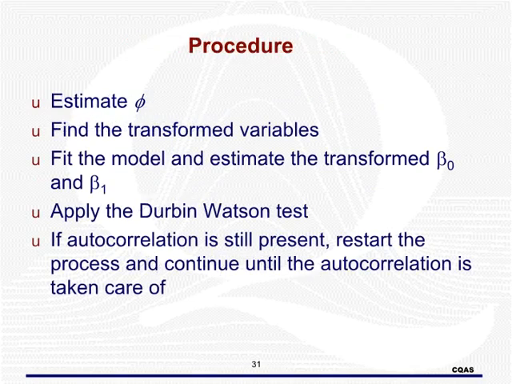Here is the procedure. We first estimate phi. Then we find the transformed variables. Now the model is fit in the transformed variables and the DW test is run. If everything is okay, proceed to prediction, etc. If not, restart the process with the transformed variables and continue until the autocorrelation is taken care of.